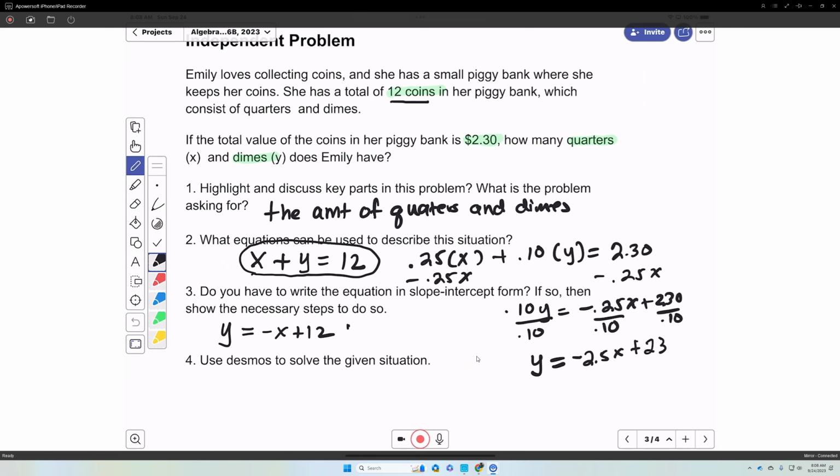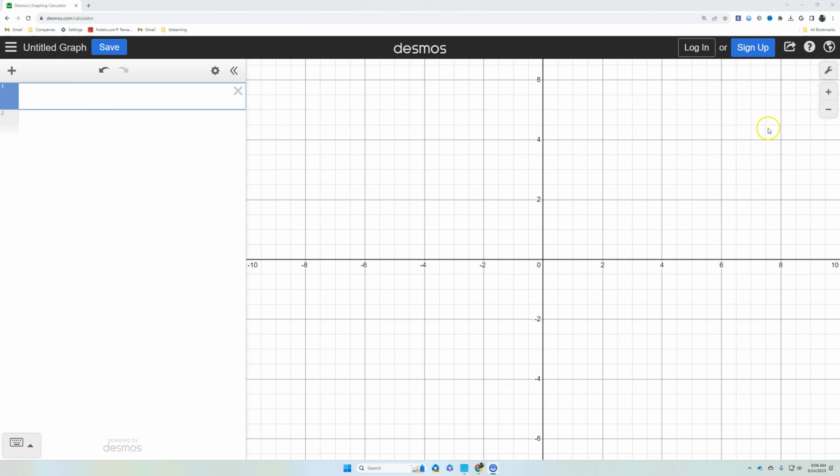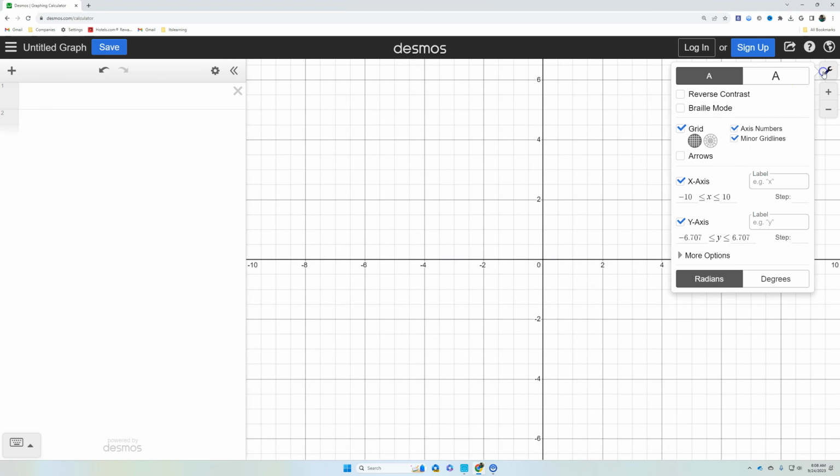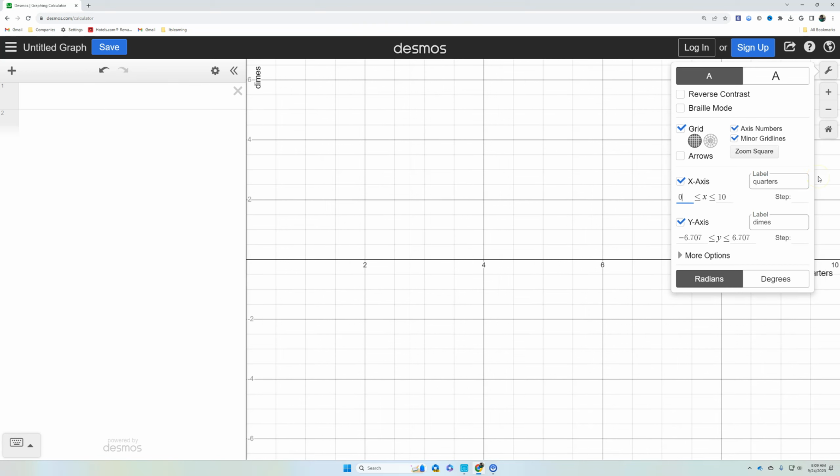So we have these two equations. And to solve this system, we have to figure out where they both intersect. So we're going to use Desmos. So we have to fix the window. So I'm going to go ahead and go to the wrench. I know that in the problem, x was quarters. So I'm going to go ahead and write quarters. And I know that the y represents the dimes. It doesn't make sense to have negative quarters, so I'm going to start at 0.